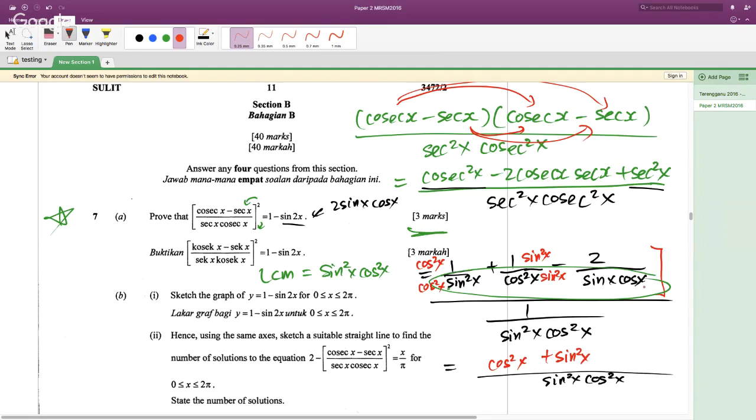For this one, there's only sine x and cos x. I want to make it into sine square and cos square x, so I multiply one more sine x cos x for the whole equation.